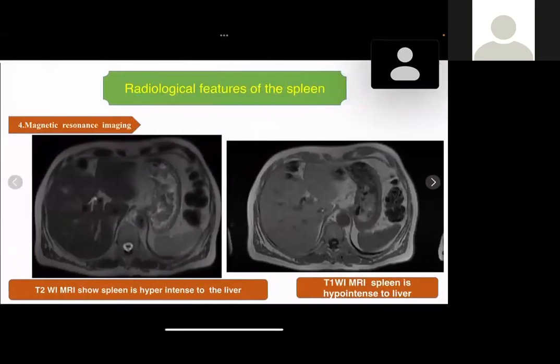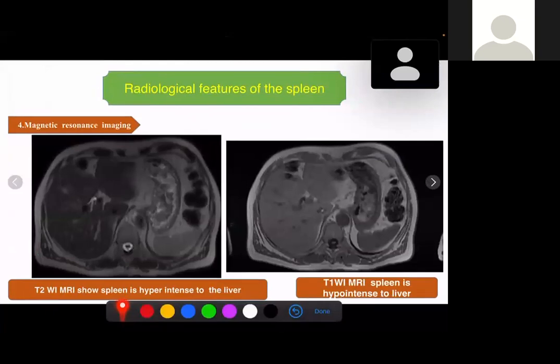Regarding the MRI of the spleen, on T1 weighted MRI, the spleen is usually hypointense to the liver because it has more watery content and the liver contains more fat. While on T2 weighted MRI, the spleen is usually hyperintense to the liver because it has more water content than the liver.